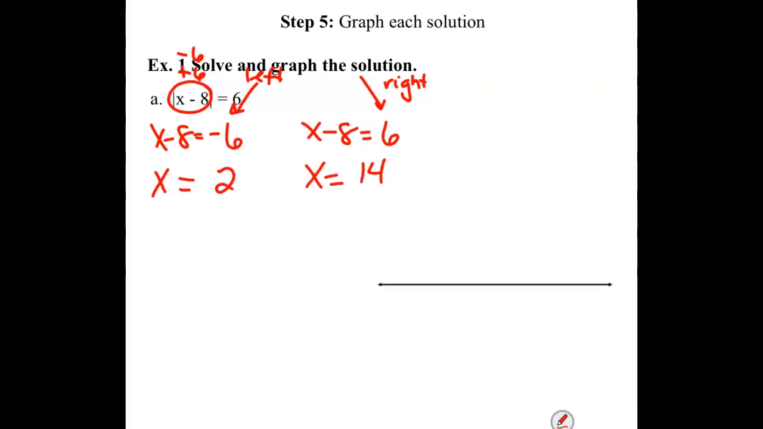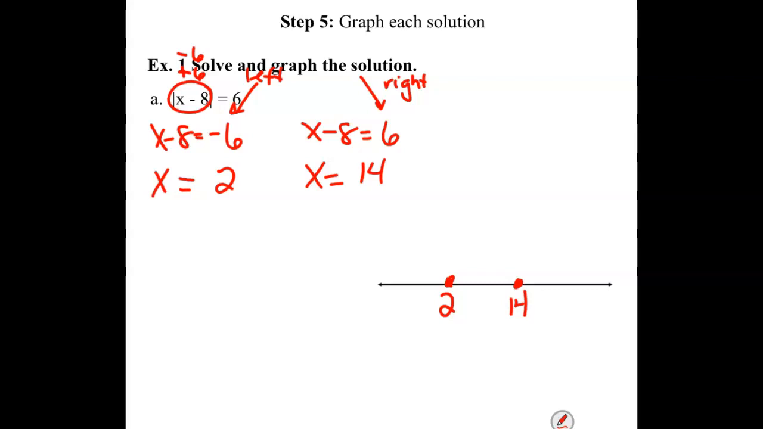So there are two values that would make that equation work. One is a 2 and one is a 14. We are not graphing an interval of numbers. We're not saying all the things in between 2 and 14 work. We're strictly saying that when x is 2 or x is 14, it works.